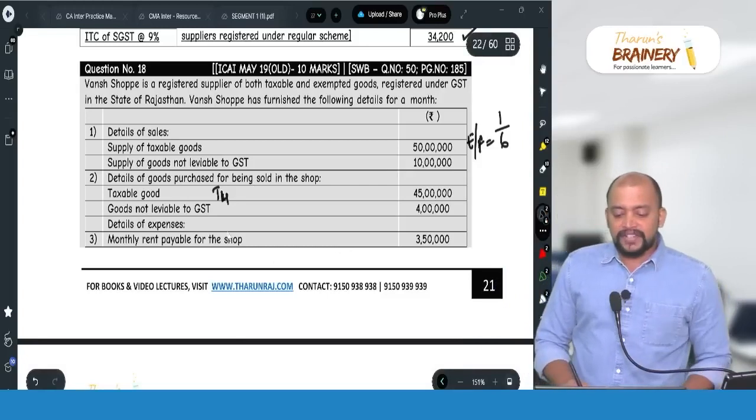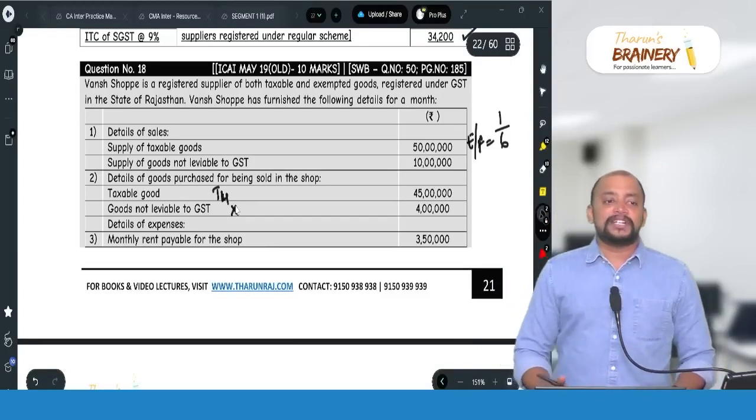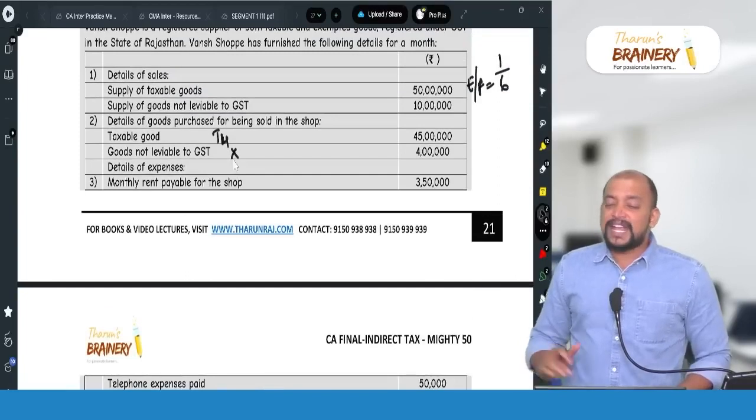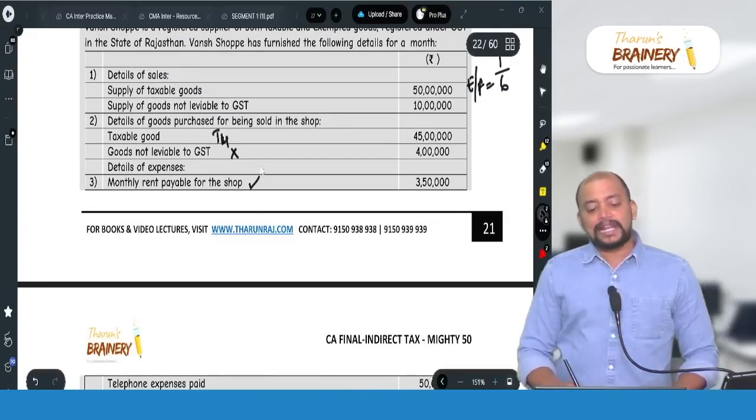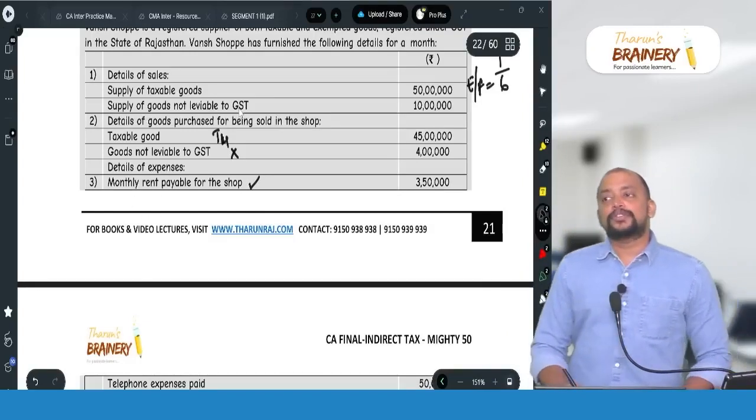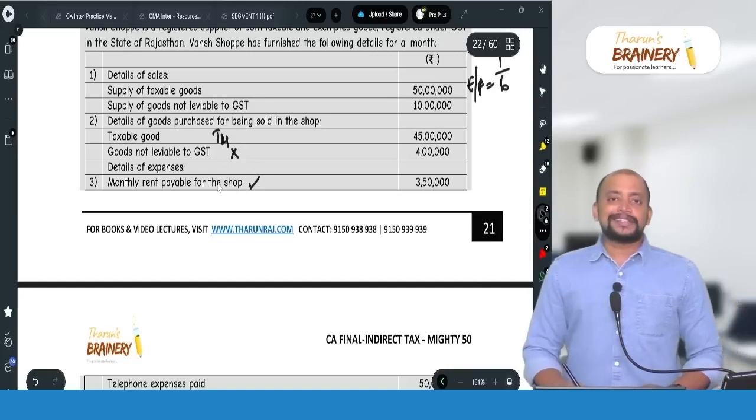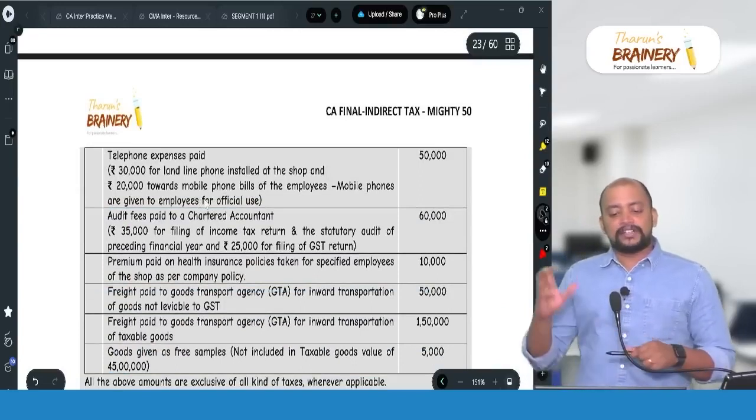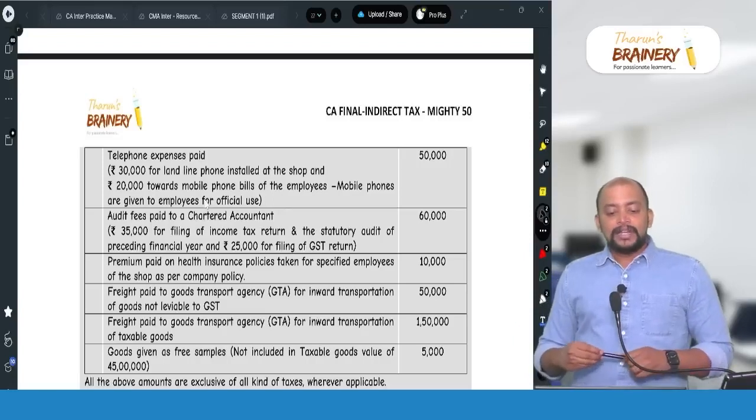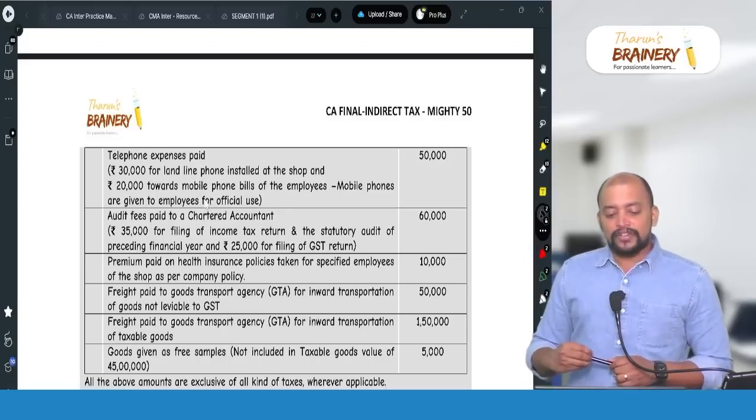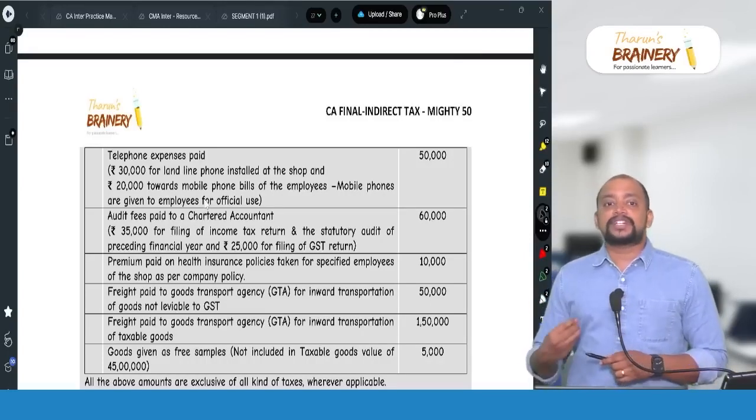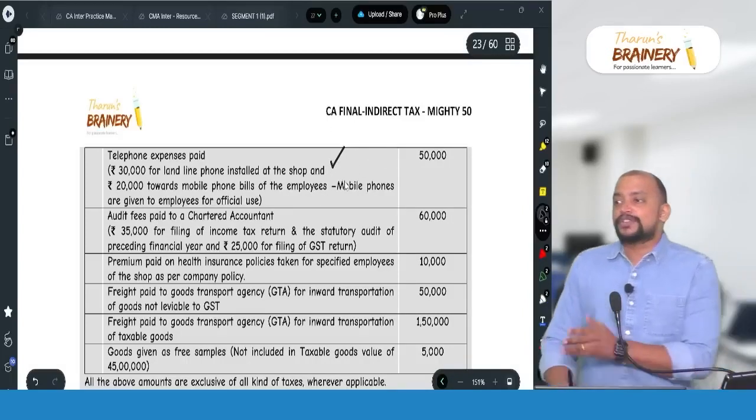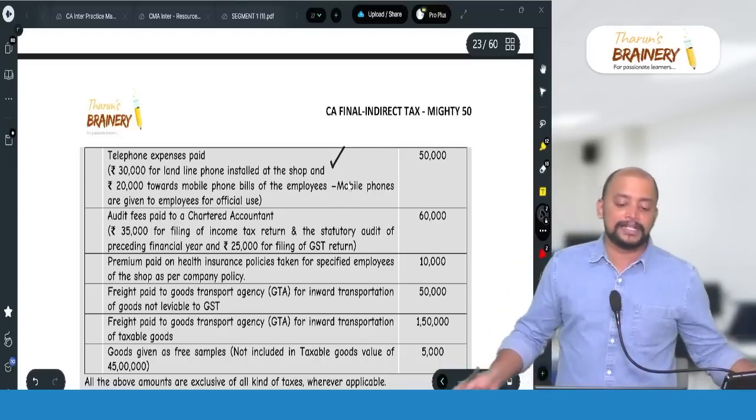Goods not leviable to GST, first of all we have not paid GST at all on this, so it will not come in T itself. Then details of expenses: monthly rent payable for the shop, we pay GST, but this cannot be segregated anywhere because in the same shop we are selling both taxable goods as well as exempted goods. So therefore it's a common credit. Telephone expenses, 30,000 for landline phone installed at the shop, not a blocked credit, ITC available. 20,000 towards mobile phone bills of the employees. Mobile phones are given to employees for official use, so it is used in the course or furtherance of business. ITC available and it is a common credit, used for both taxable and exempted supplies.